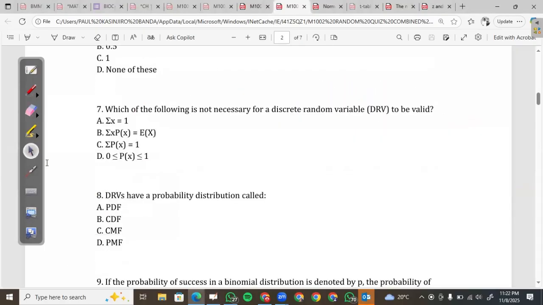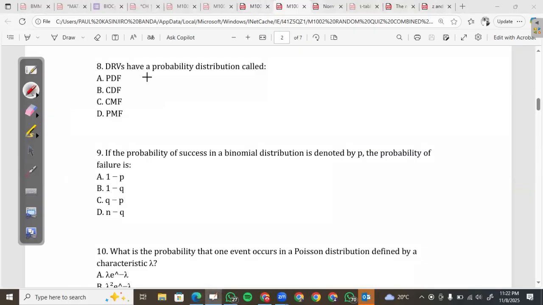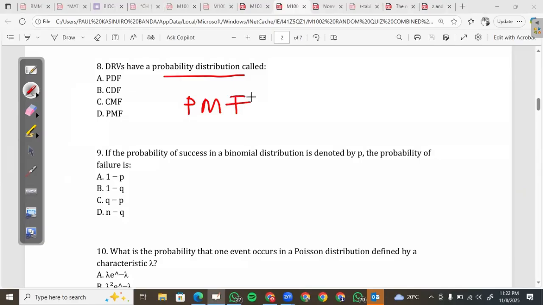And then question 8, they're saying discrete random variables have a probability distribution called what? We all know that that's the PMF, the probability mass function. So the probability distribution of discrete random variables is the PMF. And if it's continuous random variables, it becomes the PDF. But both the PMF and the PDF have the CDF. The PMF is strictly for discrete random variables, the PDF for continuous random variables. I hope that's clear.